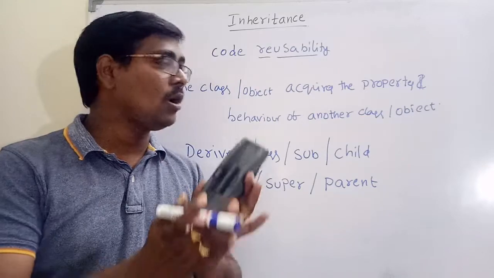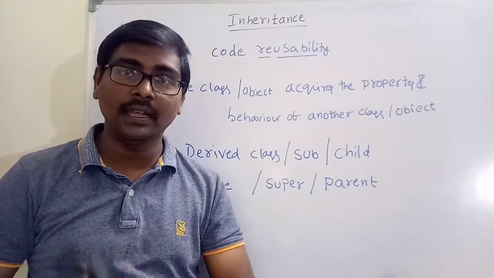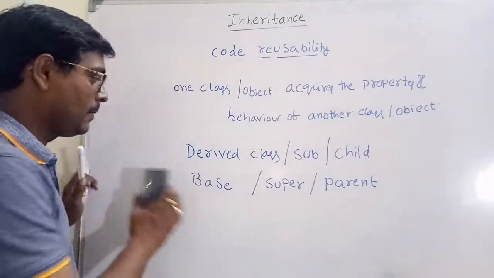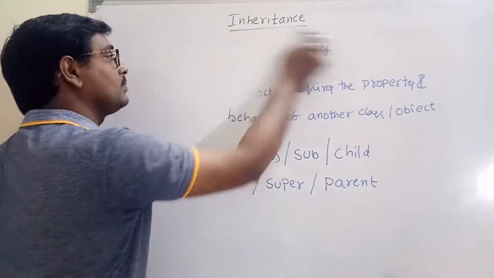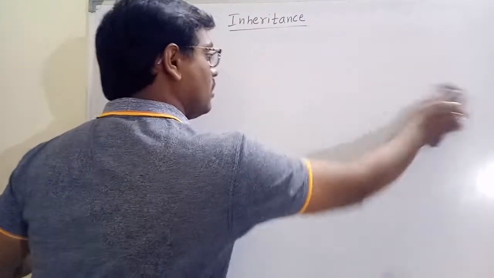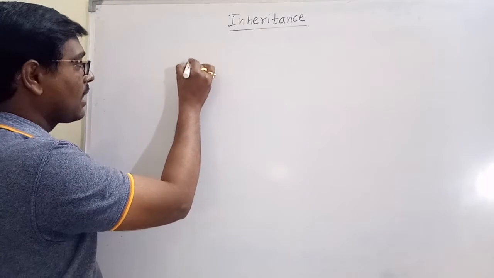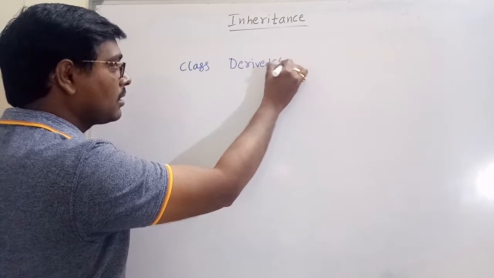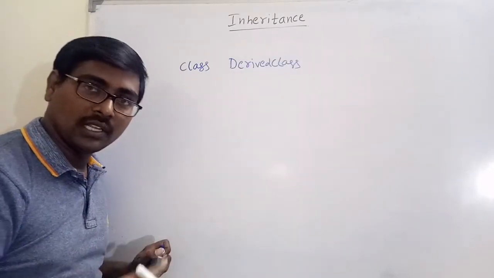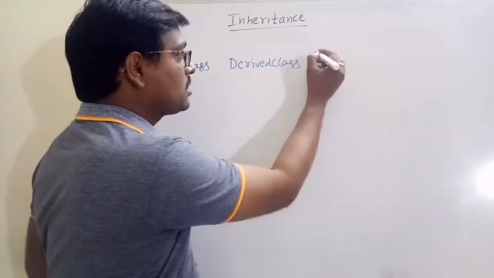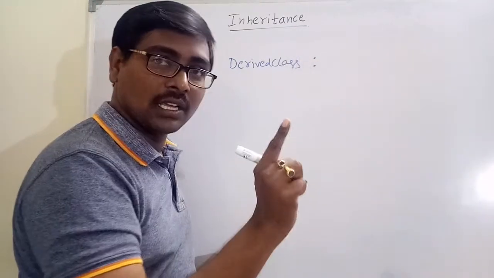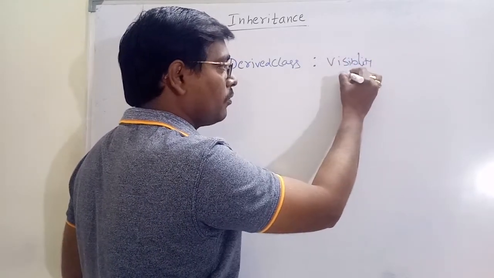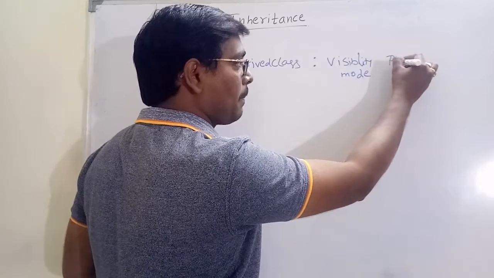Now the question is how to make two classes a parent and child. Now I will write down the syntax. The syntax is: class, for example, this is the derived class, that means this is the child class, then a colon. It is a single colon, then the visibility mode, space, parent class.